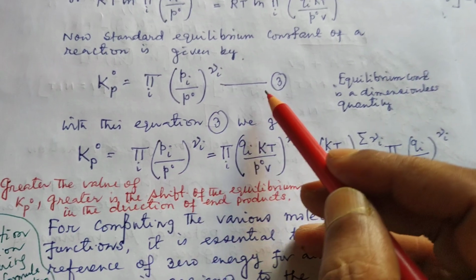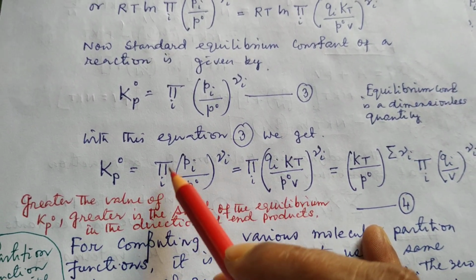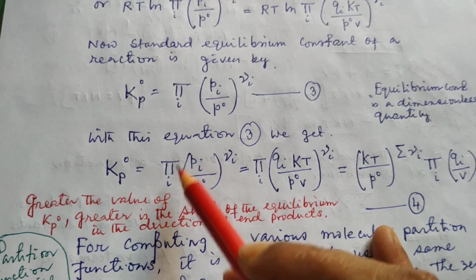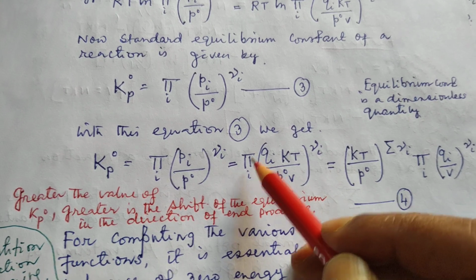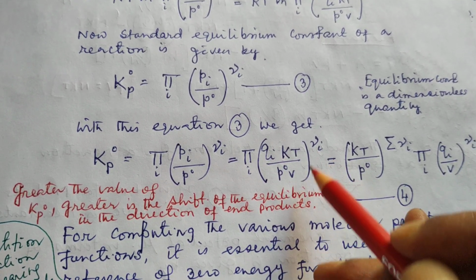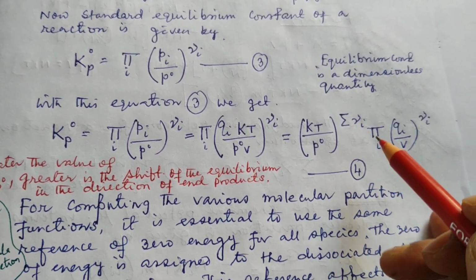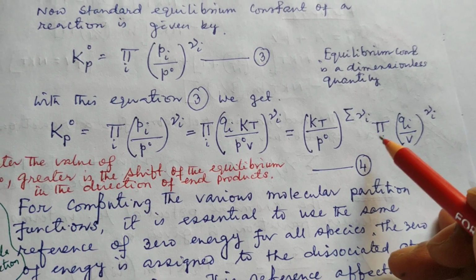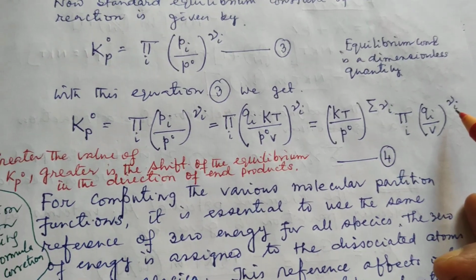Now with equation 3, we get K_P equals the product of (P_i/P0) to the power nu_i. This equals the product of (q_i kT/(P0 V)) to the power nu_i, which equals (kT/P0) to the power sigma nu_i into the product of (q_i/V) to the power nu_i.